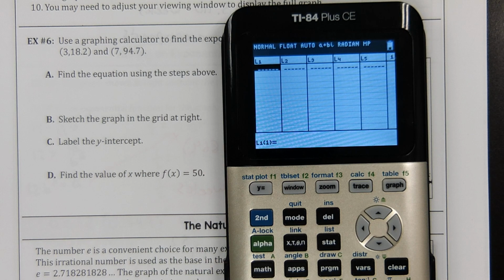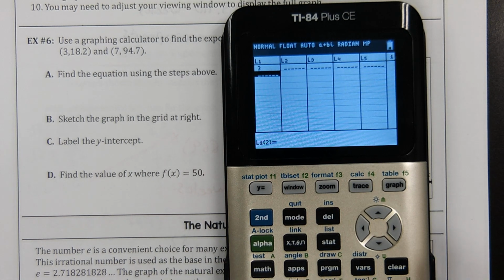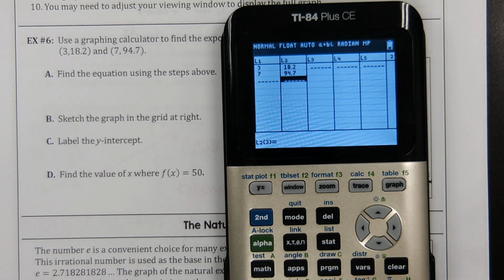The x's are L1, so 3 and 7. The y's are L2, so 18.2 and 94.7. Just find the equation using the steps above. Basically what it means is do exponential regression, but also store it as y1. So we're going to do exponential regression, and we're going to store it as y1 at the same time.